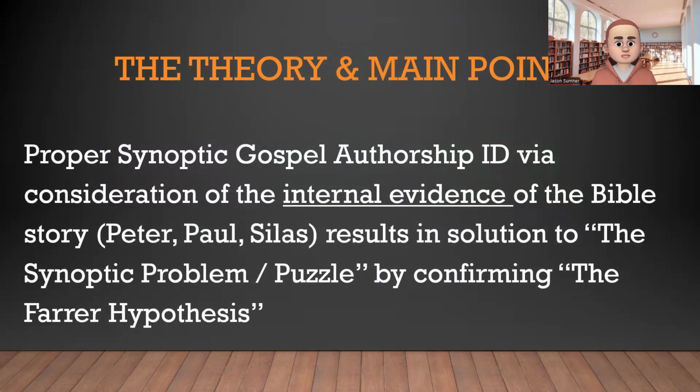So again, back to my theory and main point: proper synoptic gospel authorship identification via consideration of the internal evidence of the Bible story. That means Peter, Paul, and Silas wrote the synoptics. This results in a solution to the synoptic puzzle, and it confirms the Farrer hypothesis. Interesting to notice something here. Who are the three writers? You've got Peter, Paul, and Silas. It's no coincidence that Peter not only wrote a gospel, but you have First and Second Peter. Paul writes the gospel, and then we have many letters from Paul, and then you have Silas, who wrote his gospel and the book of Acts. He probably penned Hebrews. Whether or not Paul was alive with him at the time is a little confusing at the end of Hebrews, but again, these are the guys we want to listen to.